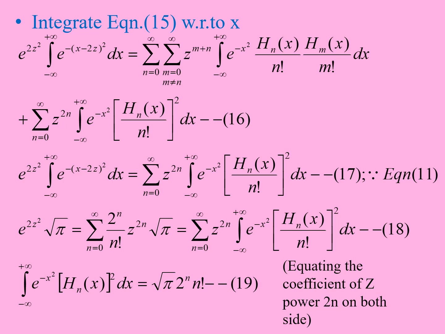here this exponential of 2z squared can be written as summation n is equal to 0 to infinity 2 power n divided by n factorial z power 2n, and square root of pi, that is equal to summation n is equal to 0 to infinity z power 2n integral from minus infinity to infinity e power minus x squared Hn of x divided by n factorial squared dx. So if you equate the coefficient of z power 2n on both sides, then you can get the integral from minus infinity to infinity e power minus x squared Hn of x squared dx is equal to square root of pi 2 power n n factorial.